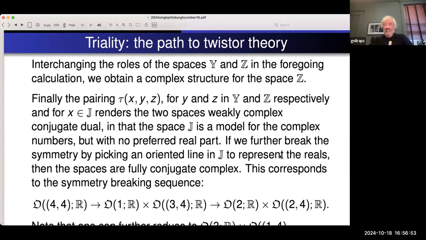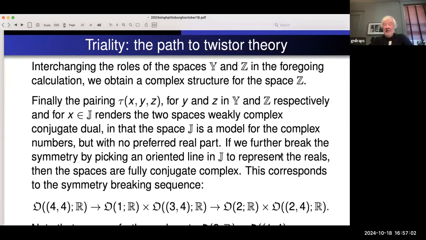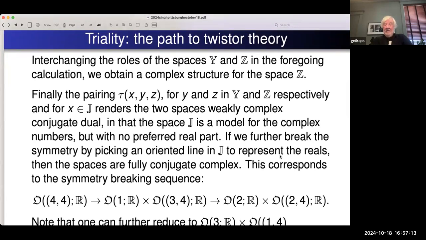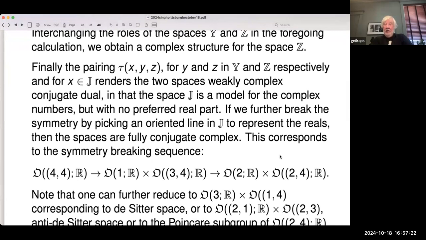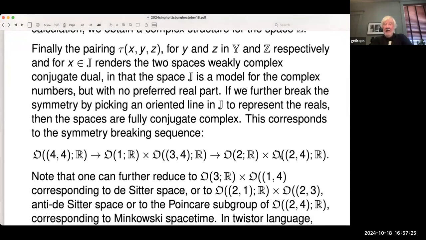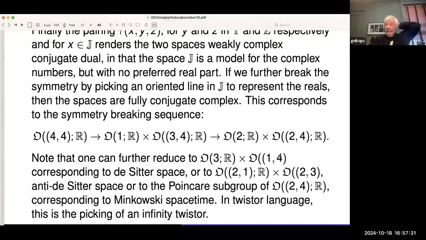If you actually wanted a complete duality between the two twistor spaces, you would need to break the symmetry of the J space down. You'd have to prefer a particular one-dimensional subspace of the J space to do it. So that would correspond to an intermediate symmetry breaking from 044 to 034, and then down to the 024. Finally, once you've got down to 024, you can break down to de Sitter or anti-de Sitter or Poincaré by choosing an appropriate extra symmetry breaking.